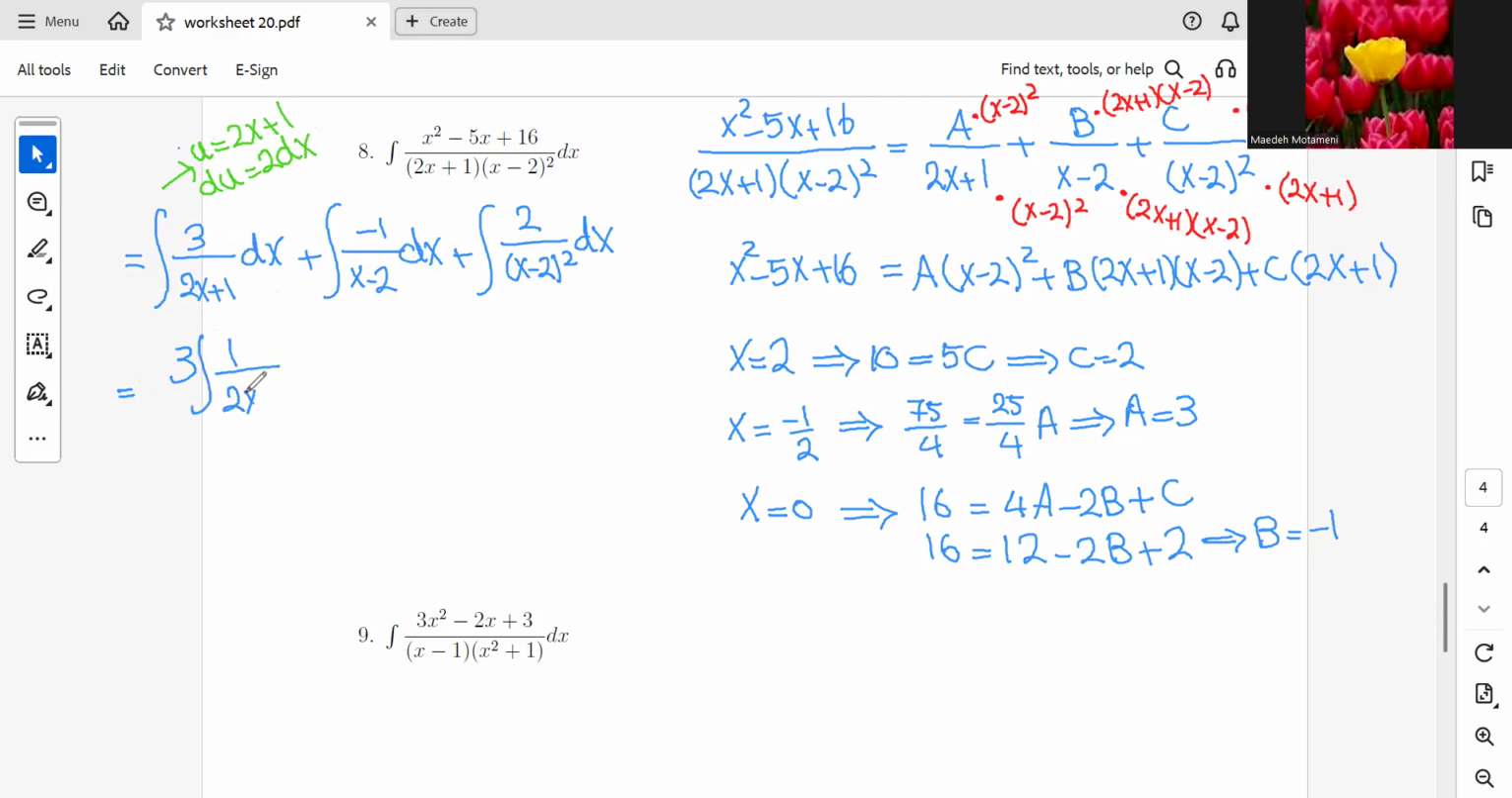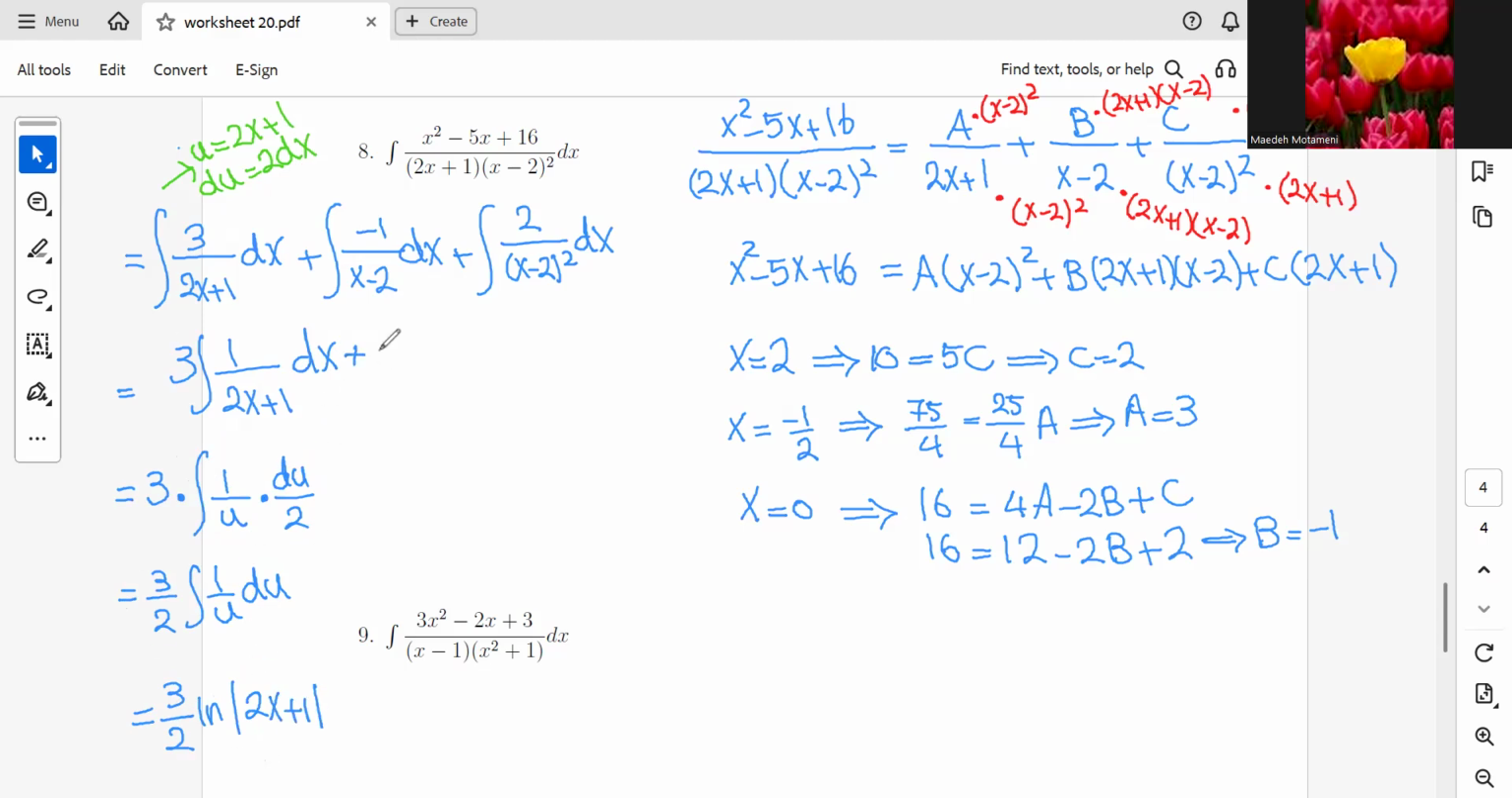So for 1 over 2x plus 1 dx, following the u substitution, that would be 3 times the integral of 1 over u times, instead of dx, that would be du over 2. And this part will be 3 over 2, the integral of 1 over u du, which is 3 over 2 ln of absolute value of u, and u is 2x plus 1. Okay, this was the first part.